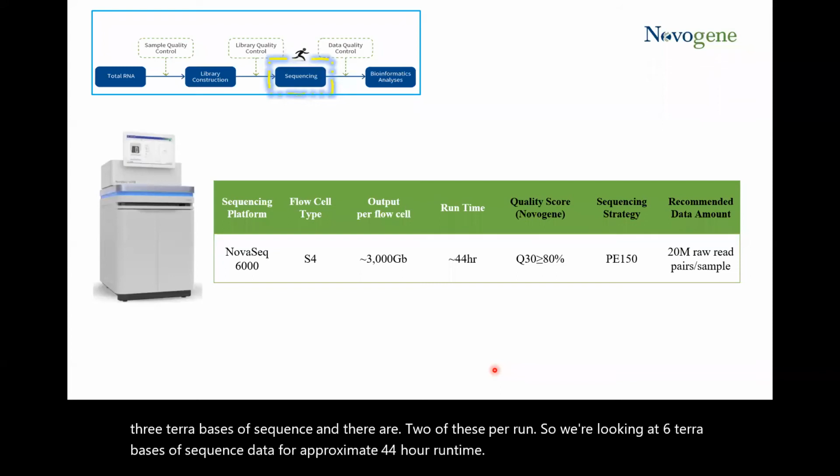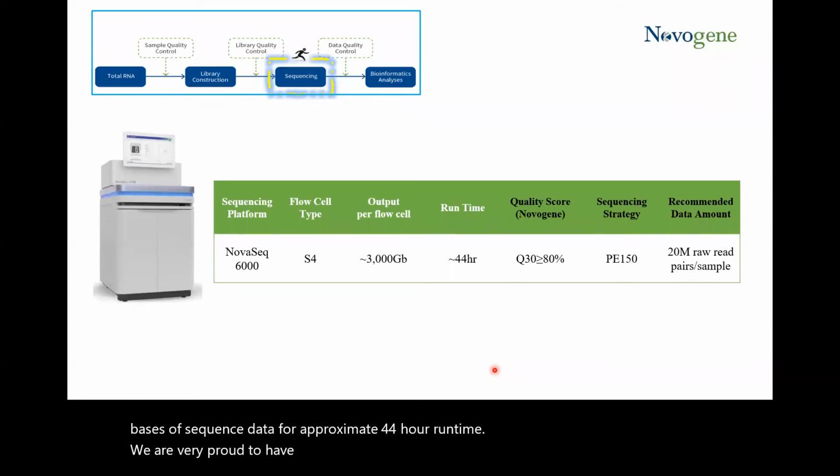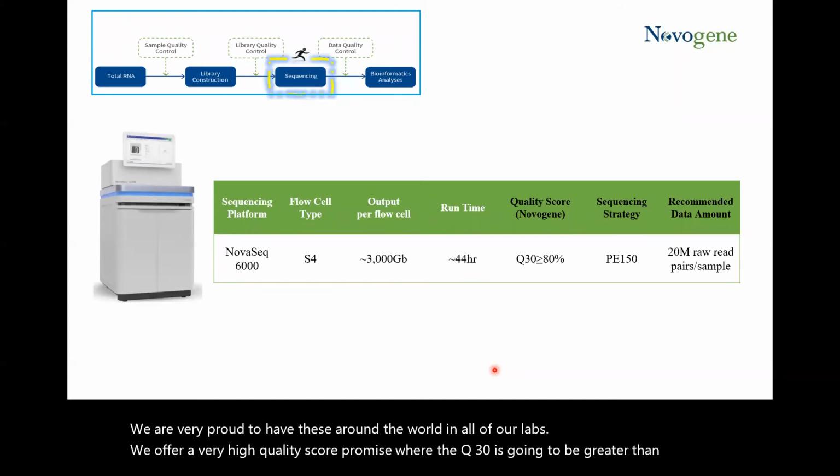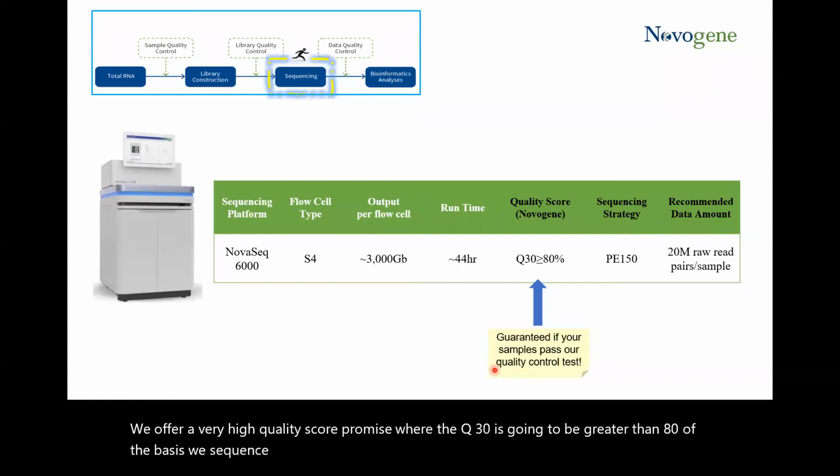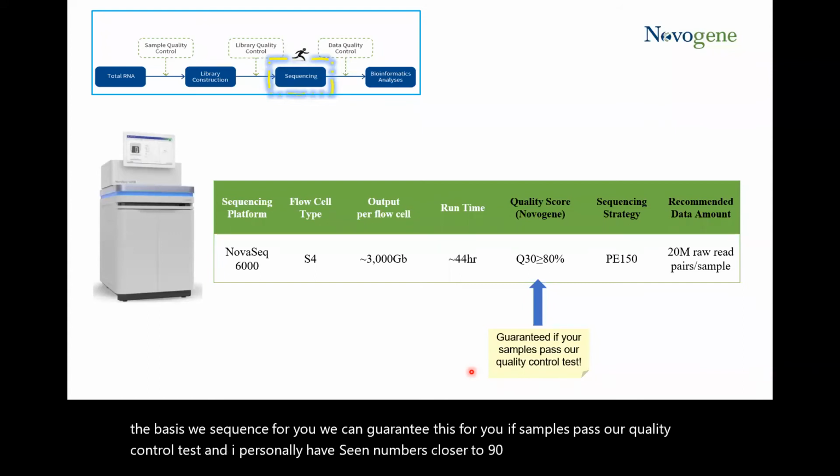We are very proud to have these around the world in all of our labs. We offer a very high quality score promise, where the Q30 is going to be greater than 80% of the bases we sequence for you. We can guarantee this for you if samples pass our quality control test. And I personally have seen numbers closer to 95% for many client projects.